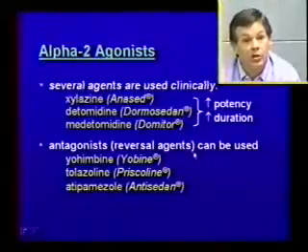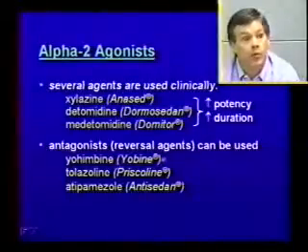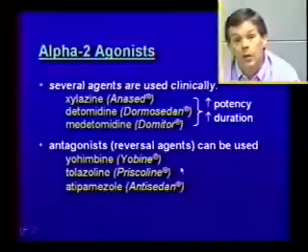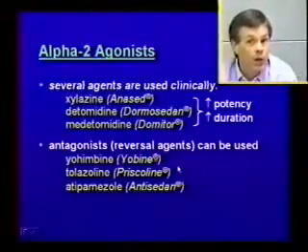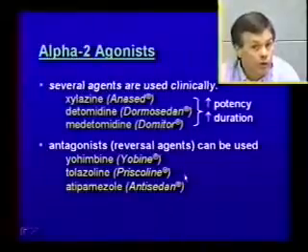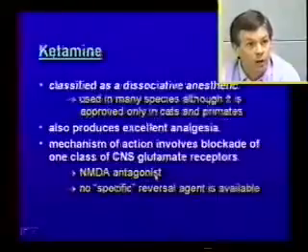All of these drugs can, to some degree, be reversed by specific reversal agents, which are characterized by the three listed here: yohimbine, tolazoline, and atipamezole are all very effective alpha-2 adrenergic blocking agents that are able to reduce to some level all of the effects of the alpha-2 agents.